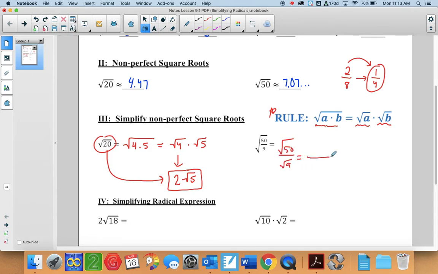Well, the denominator is easy. The square root of 9, that's a perfect square. But the square root of 50, we don't know what that is. So that's the square root of, but I do know it's the square root of 25 times the square root of 2. And why did I divide it up this way?